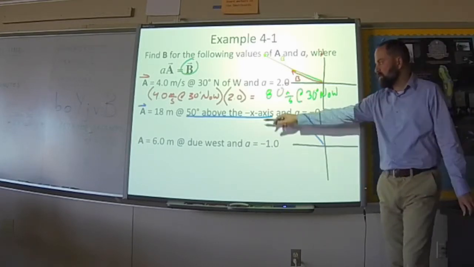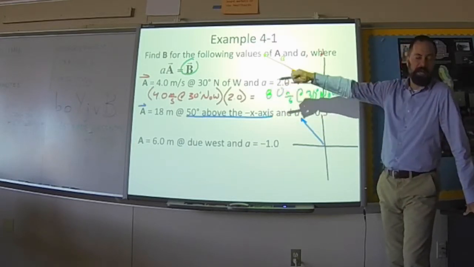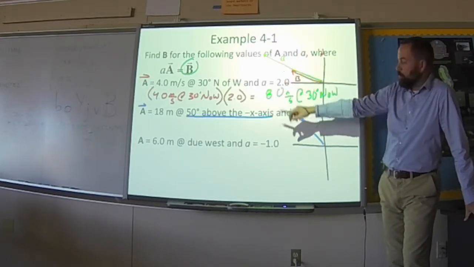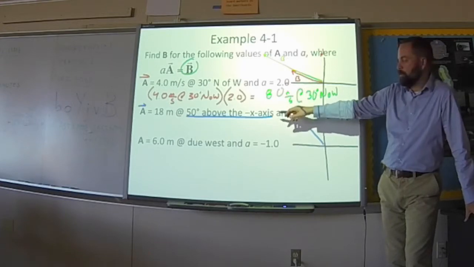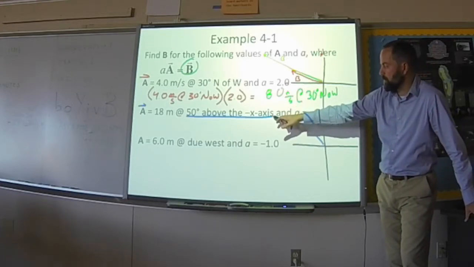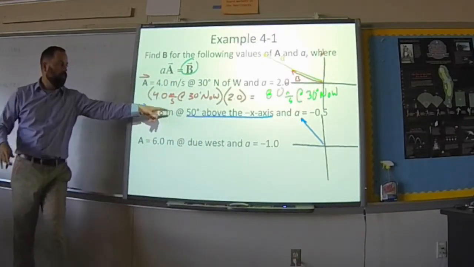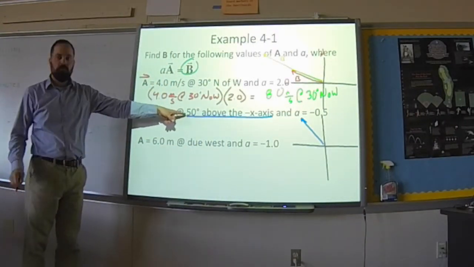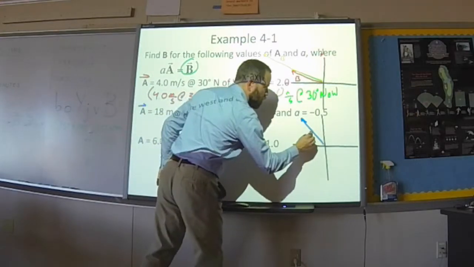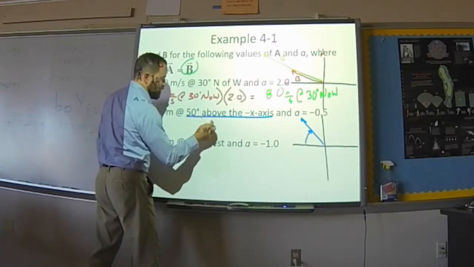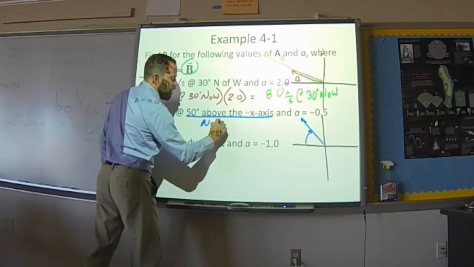I'm going to try to stick, for the most part, with north of west, south of west, north of east, south of east. But sometimes, just so you get used to this, you might come up against this. So 50 degrees above the negative x-axis is the same thing as saying what, Zach? And then I'll answer your question. 50 degrees north of west. You got the same thing as saying 50 degrees north of west.